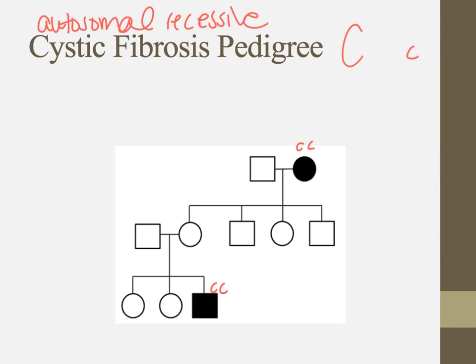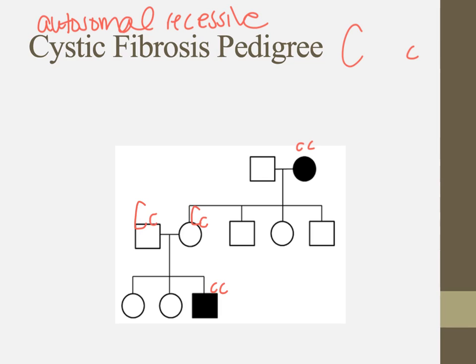I think it's easier to start from the bottom and work our way up. So this person has 2 recessive alleles. Well, where do you get your alleles from? You have to get them from your parents. And since he got 2 of them, 1 had to have come from each parent. So each of these parents has to have a little c somewhere in their genome. Now, since they don't have the disease, that means that they must also have a dominant allele, okay? So they are both carriers.